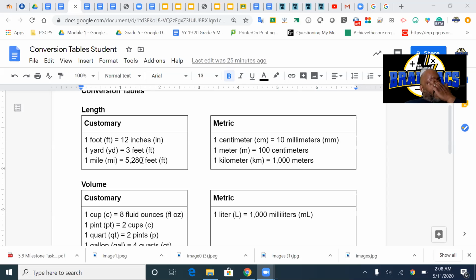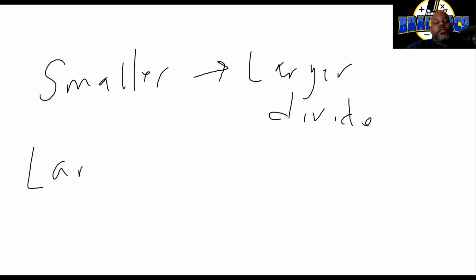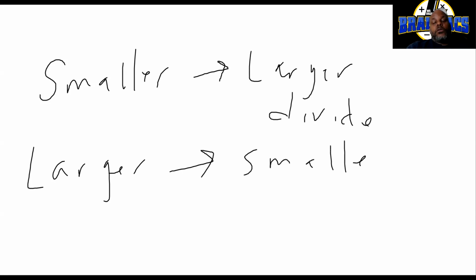So again, the same rules apply. Let's go back to our whiteboard. The same rules apply when you're going from smaller to larger, you divide. When you're going from larger to smaller, you multiply. All right, you got to remember that.